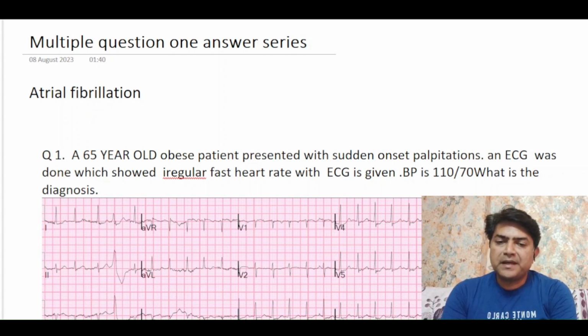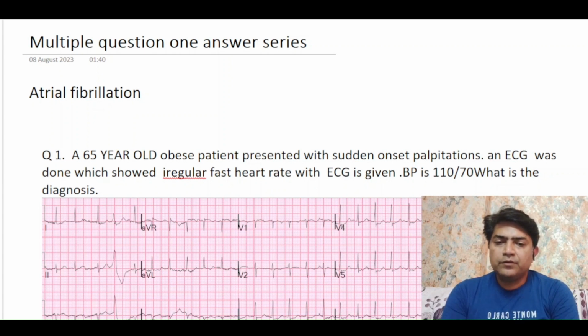Now, what should be the management of this atrial fibrillation? Now you see the BP is given as 110 by 70. That means the patient is stable. Now, what do you mean by the patient is stable? Stable means hemodynamically stable: BP is normal, no chest pain, no dyspnea, no altered mental status. So this is known as a hemodynamically stable patient.